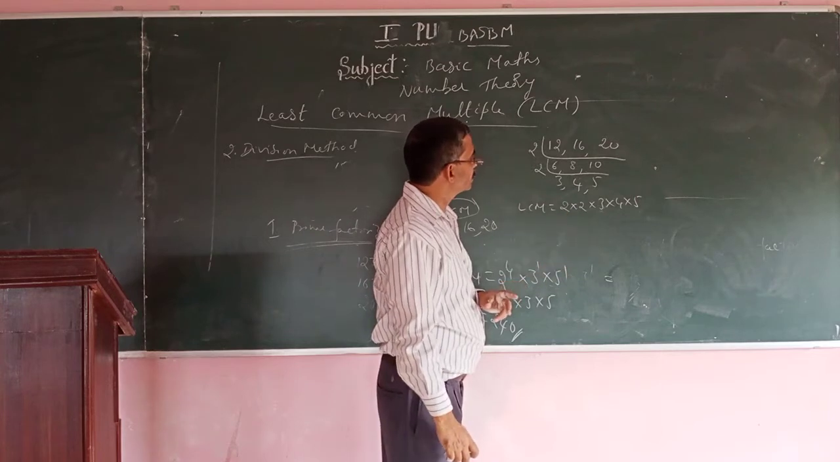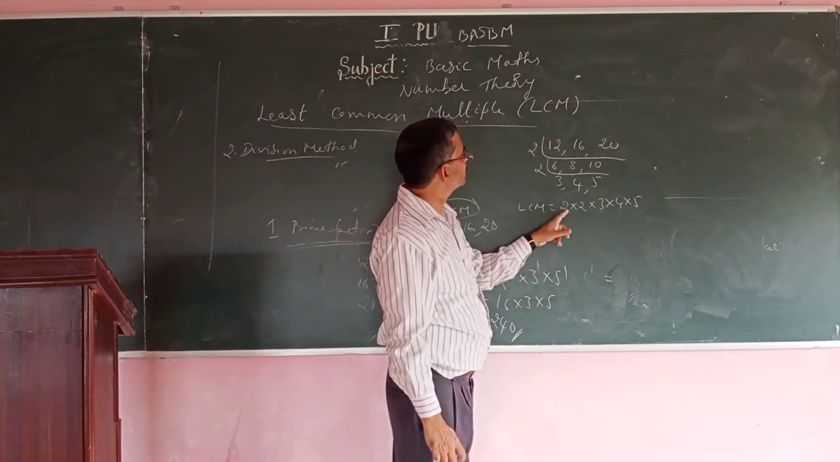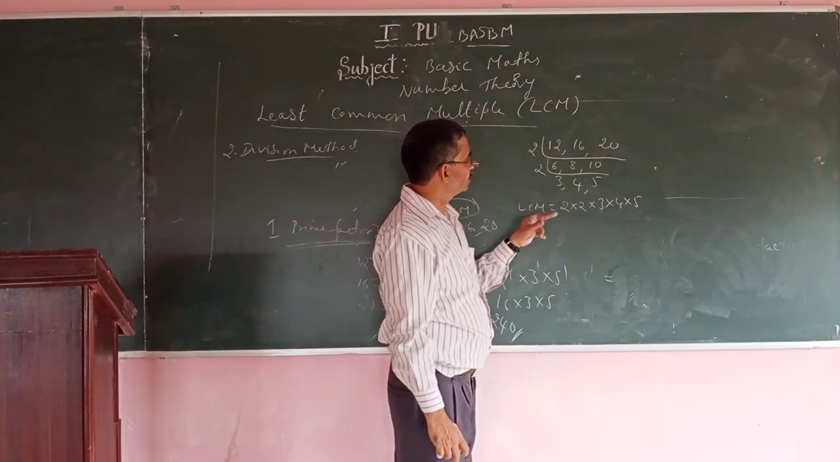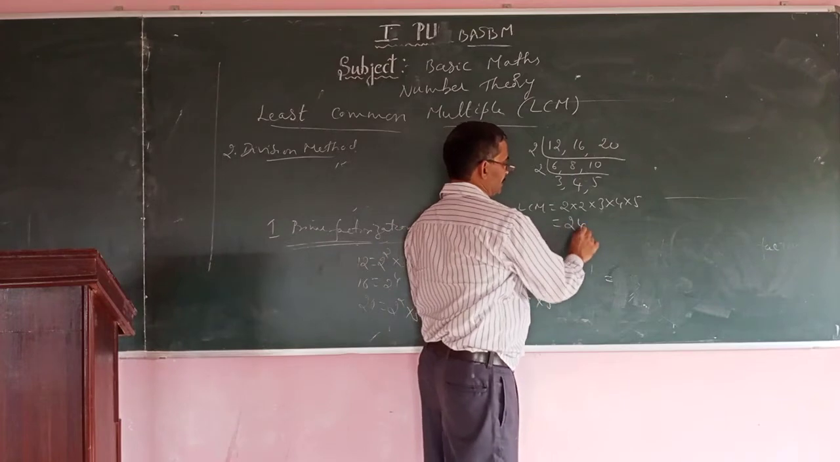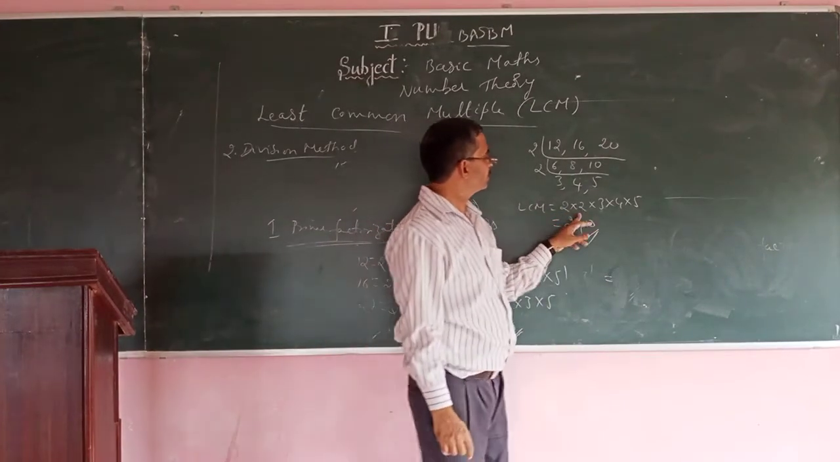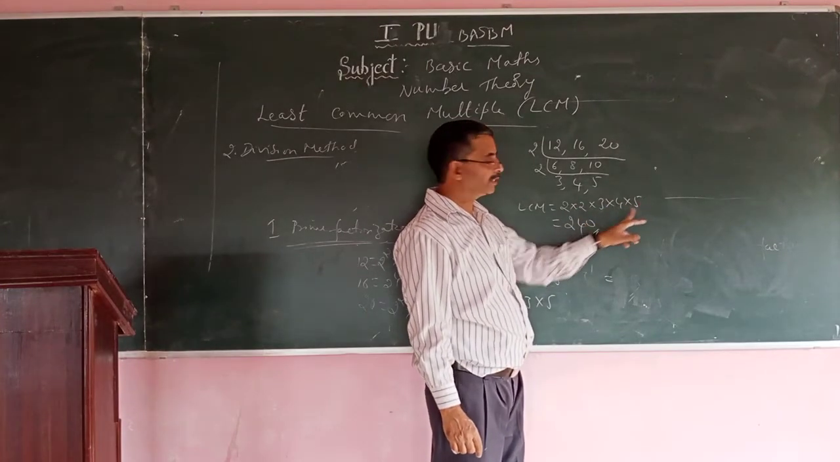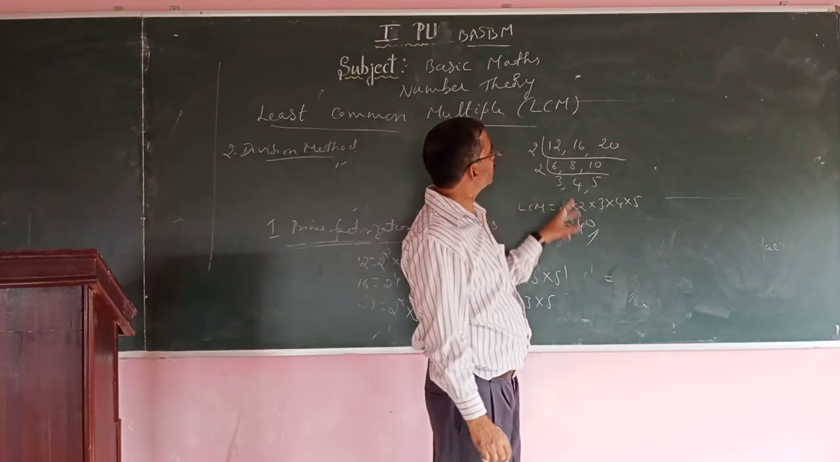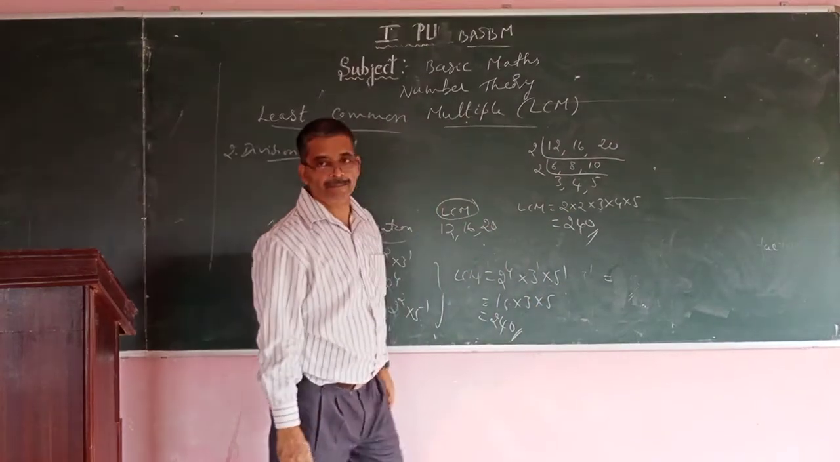4, 12, 16. 2 square, 2 square. 4, 12, 48. 48 into 5 is again 2. Yes. 2 into 2, 4, 12, 12 into 4, 48, 48 into 5, 240. So this is how to get LCM using the division method.